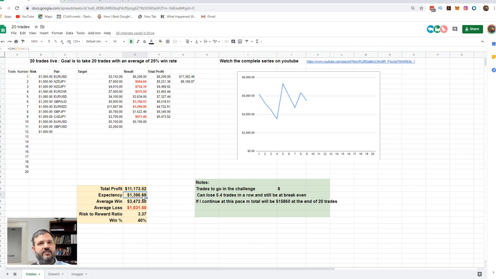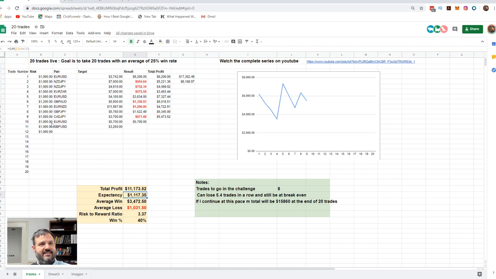Let me see what this calculation is. E26 is here, which is my total profit, and then divided by A11. What's A11? Oh, that's actually wrong because it's 8, so it would actually be 10. So expectancy, A13. Okay, so that's right on the money. My expectancy is $1,000.